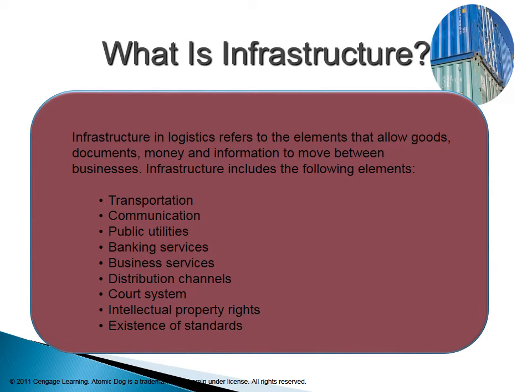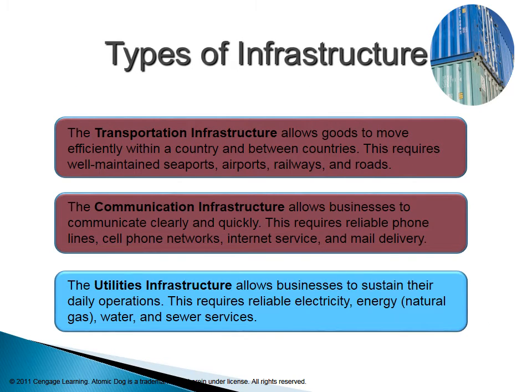So we'll first get started with the transportation infrastructure, and we will discuss each of these as well. Now, transportation infrastructure is probably the most important component of logistics infrastructure because that is what makes the goods move efficiently and smoothly from point A to point B. Transportation infrastructure includes seaports, airports, railways, and roads. So this is the most important, I would say, the transportation infrastructure.